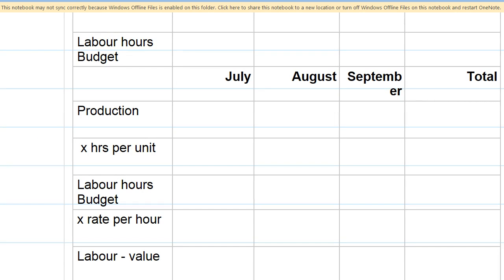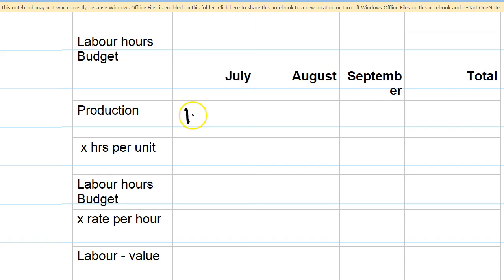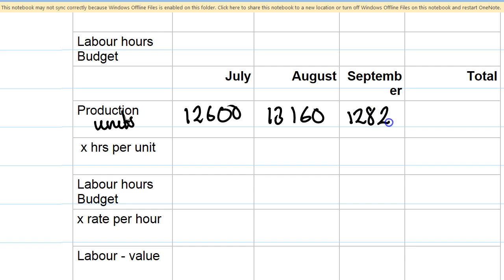We can now move on away from purchases and look at the labour budget. So for the labour budget, we go back to put in our production figures: 12,600 units, right back to the beginning, 13,160 units, 12,826 units in total, just as we had right back in the beginning in our production budgets.